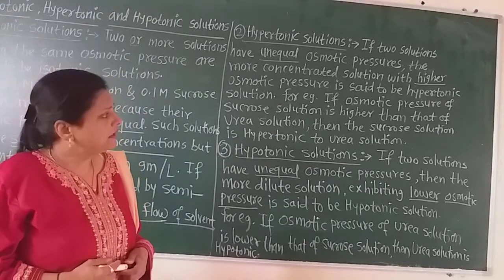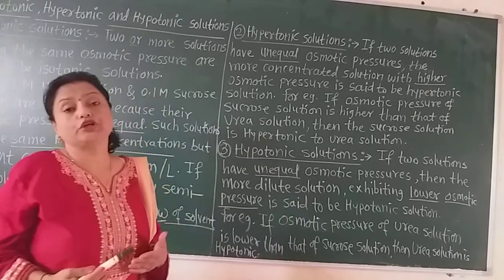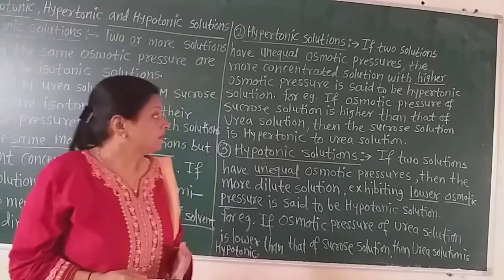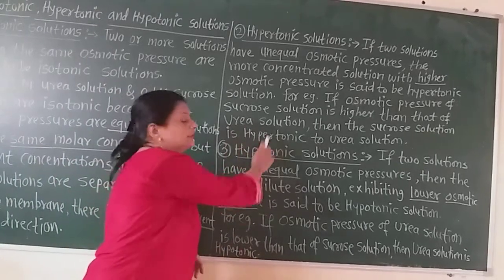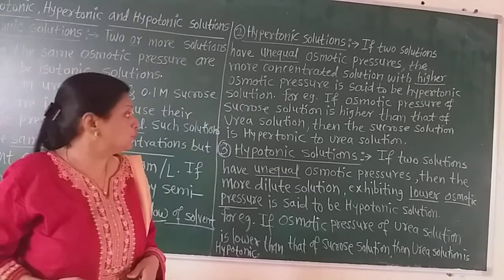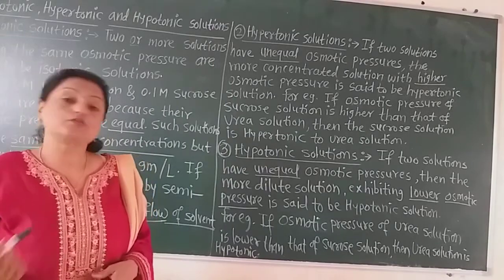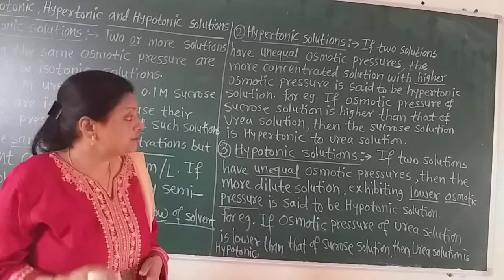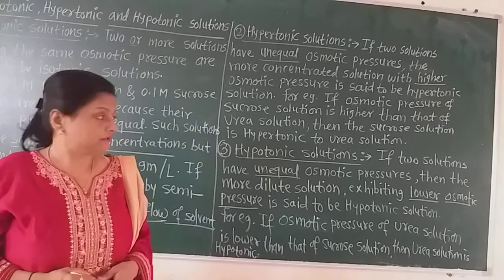For example, suppose the osmotic pressure of sucrose solution is higher, that means it is more concentrated than the urea solution, and the urea solution is less concentrated. Then the sucrose solution is hypertonic to the urea solution because the osmotic pressure of sucrose solution is more. So sucrose solution is hypertonic to the urea solution.